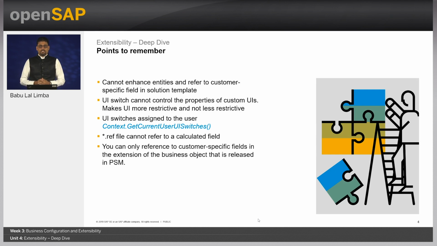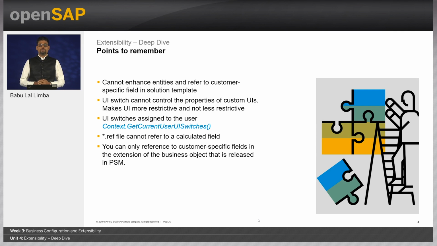UI switch can control the element properties for standard screens only. This feature is not available for custom UIs. Also, do remember that a UI switch can be used to make the UI more restrictive and not less restrictive. For example, if the field is disabled by SAP, you cannot enable it. However, the reverse is possible.